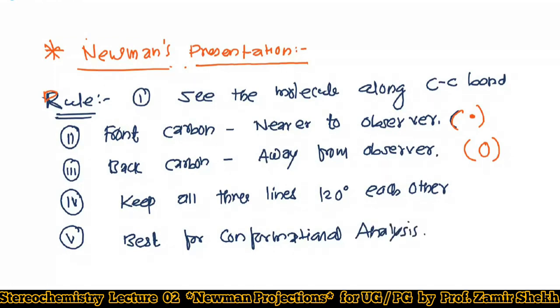So are you getting the rules? First of all, we have to see the molecule along the carbon-carbon bond. For example, suppose I have ethane, and I want to draw its structure: CH3 single bond CH3. How many carbons are in this molecule? Two carbons. So your front carbon should be a dot. This is the front carbon. You know that on the front carbon there are 3 hydrogens and 1 carbon.